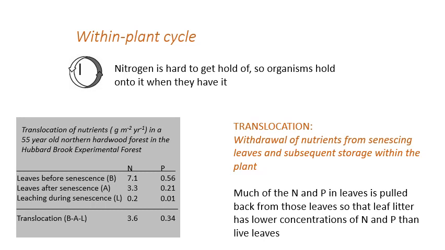So if you minus 3.3 and 0.2 from 7.1, you get 3.6. So 3.6 of the 7.1 was taken back into the plant to be used again. So about half of the nitrogen that was in the leaf is still available to the plant to use again next year.